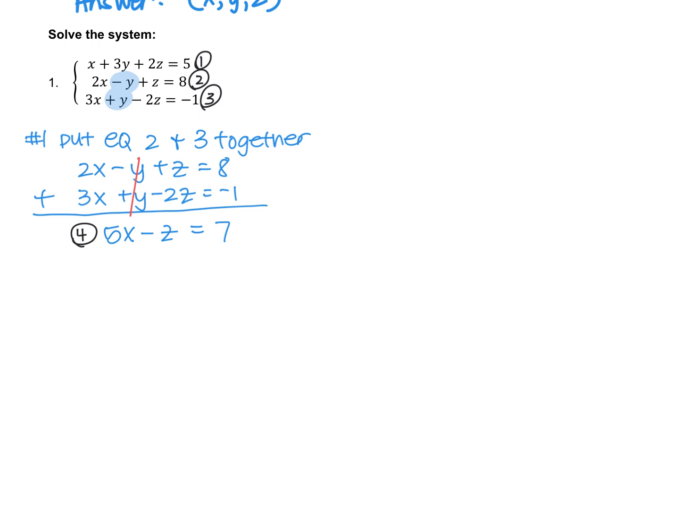We're going to eliminate y again. So step 2 is going to be to put equations 1 and 2 together. I chose 1 and 2 versus 1 and 3 because I need to use equation 1 because I didn't use it in the first round.